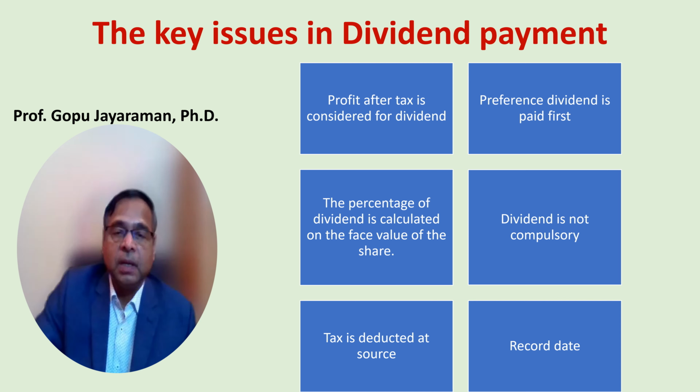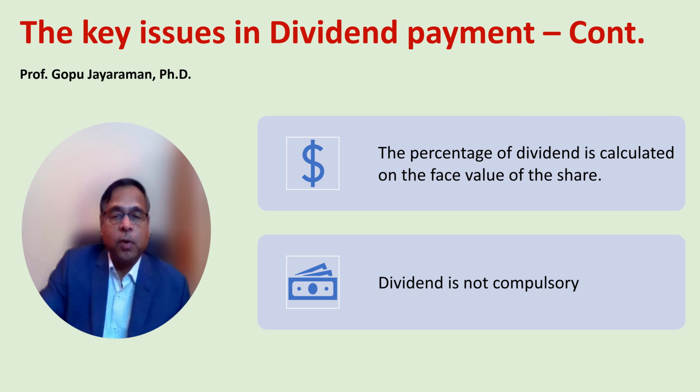The percentage of dividend is determined by the board of directors on the face value of the share but not on the market value of the company. That is why the dividend yield ratio for companies with high market value is always very low. The dividend payments to both preference shareholders and equity shareholders is not compulsory.